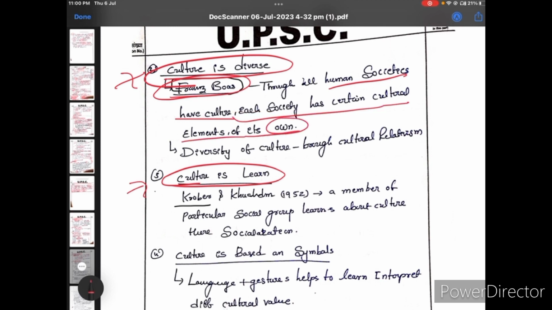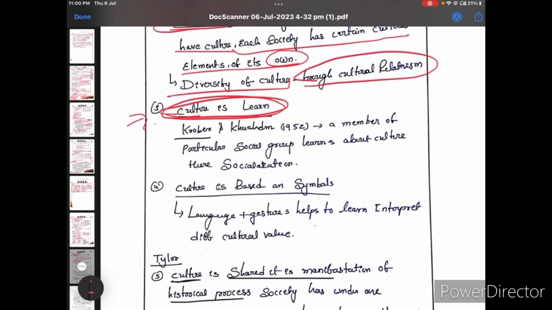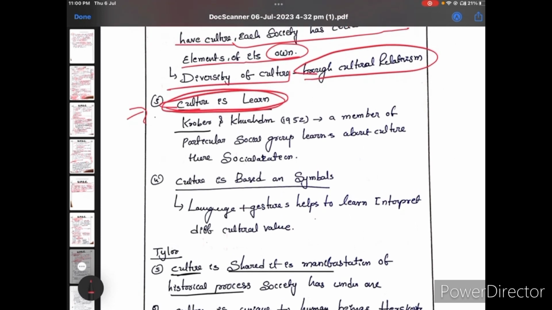So that's why culture is diverse, and diversity of culture brought cultural relativism. Next, culture is learned. For example, before independence India and after independence India, there is so much difference in culture after globalization and LPG reforms. We know all these things, just remember them. And I gave one example, Kroeber. I gave the anthropologist's view also here.